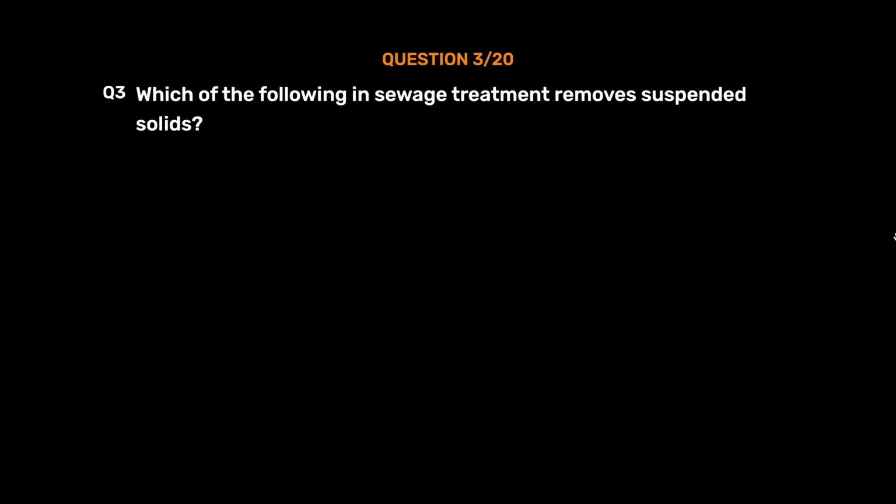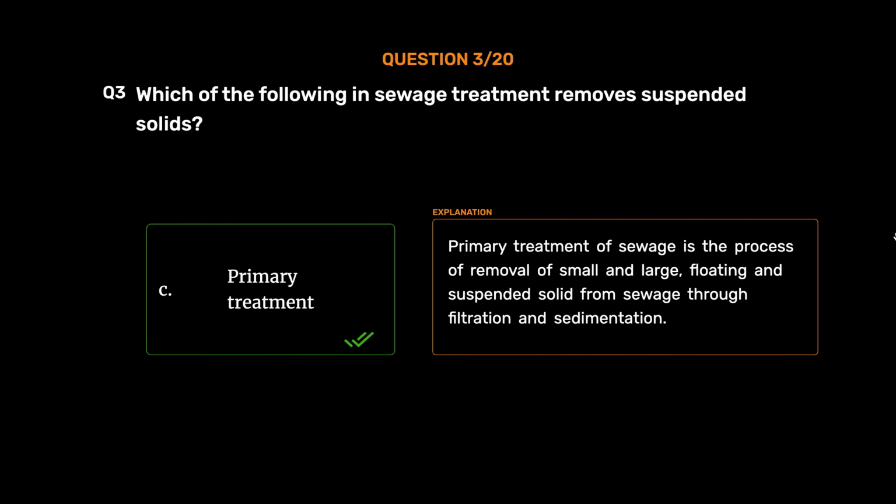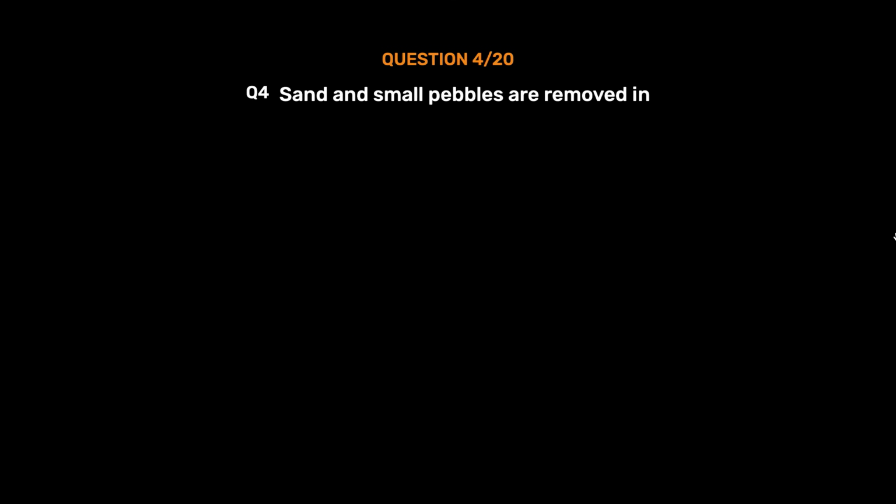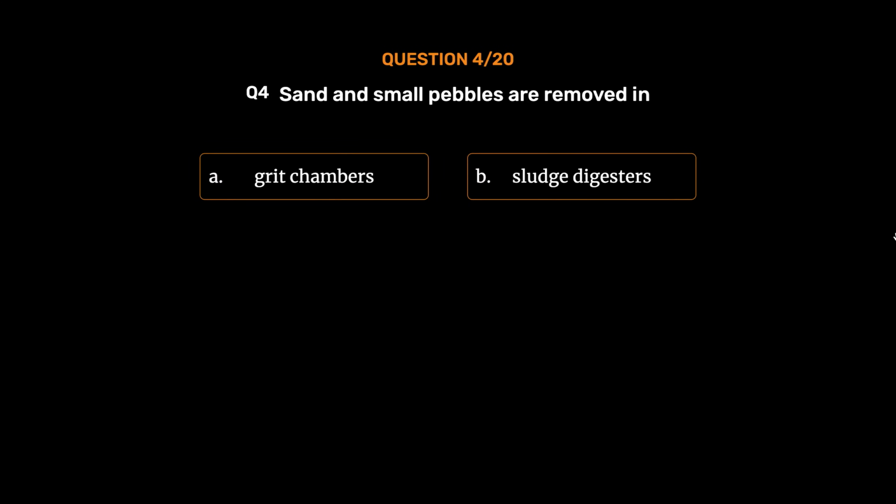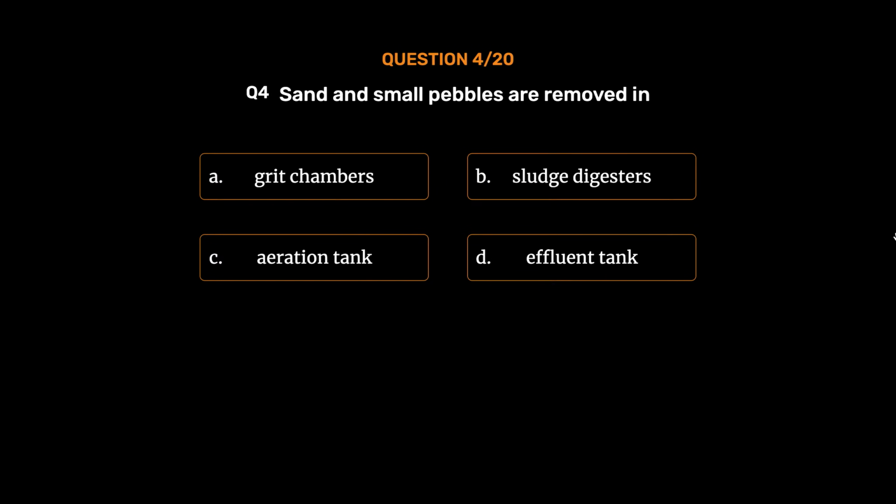Primary treatment. Primary treatment of sewage is the process of removal of small and large, floating and suspended solid from sewage through filtration and sedimentation. Question number 4. Sand and small pebbles are removed in Option A. Grit chambers. Option B. Sludge digesters. Option C. Aeration tank. Option D. Effluent tank. The correct answer is Option A.